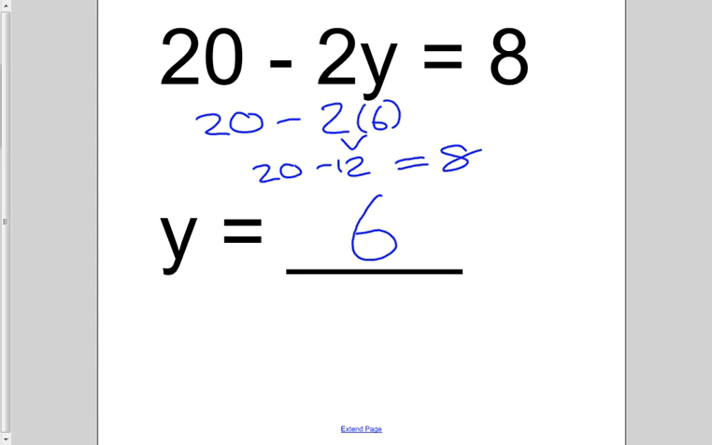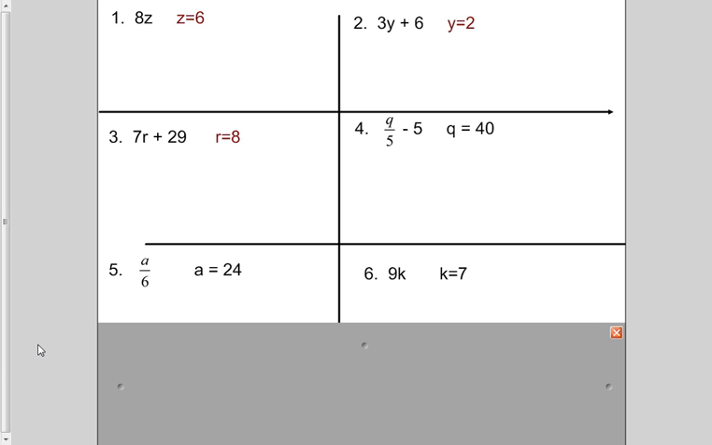All right, if you got y equals 6, you are correct. You can see that when I substitute and solve, 2 times 6 is 12, and 20 minus 12 is 8. All right, just one more set of practice problems. I'd like you to give these a try, pause the video, and then go ahead and check your answers.